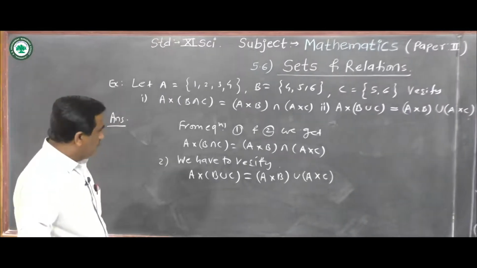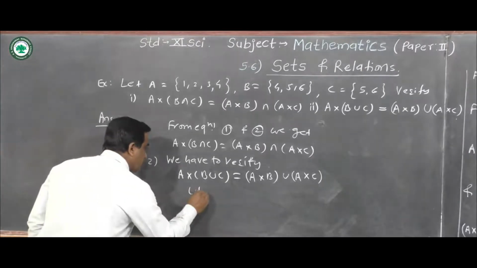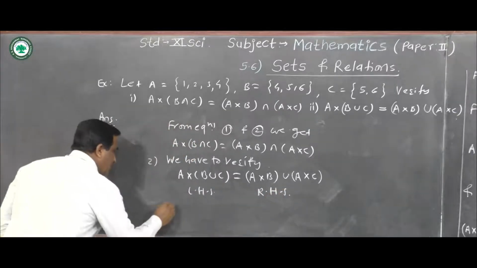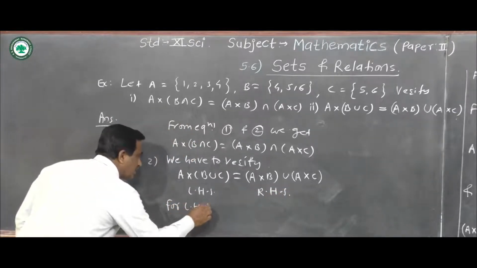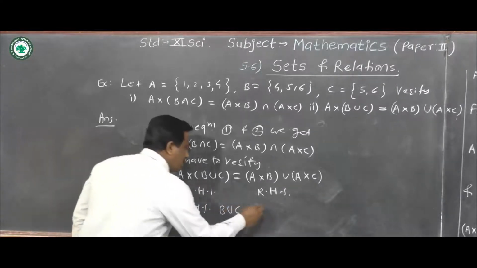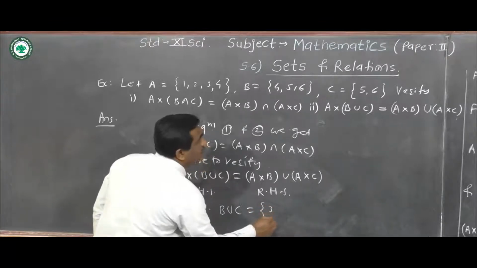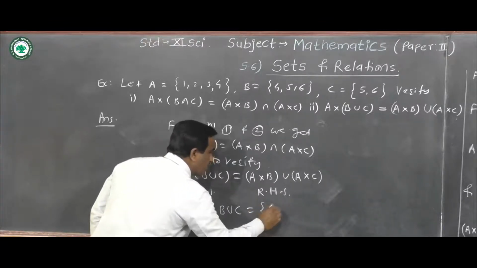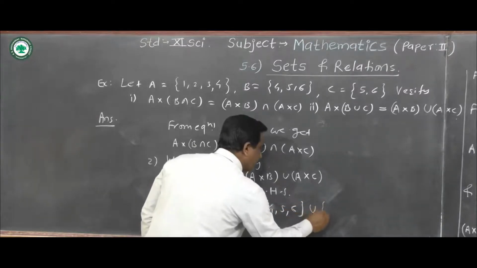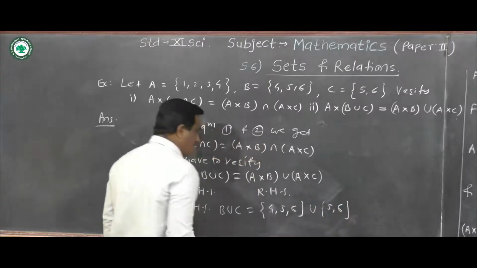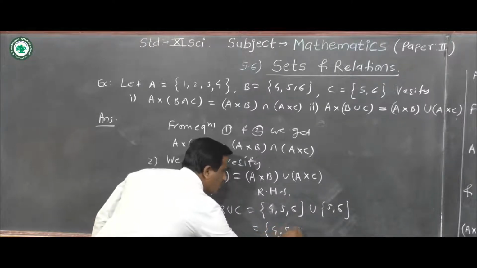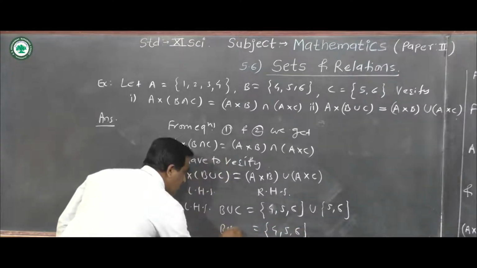Okay. Now we can say here this is LHS and this is RHS. Now for LHS, first we write here B union C, union of two sets B and C. Set B contains elements 4, 5, 6 and set C contains elements 5, 6, and union of these two sets is equal to, in curly bracket, 4, 5, 6. This is B union C.